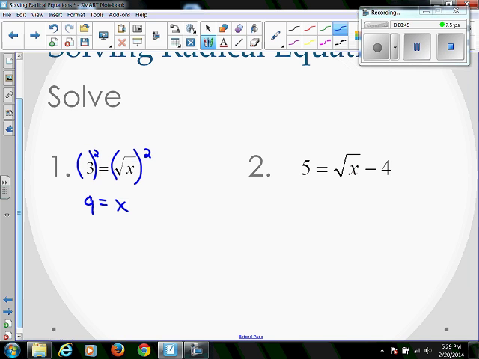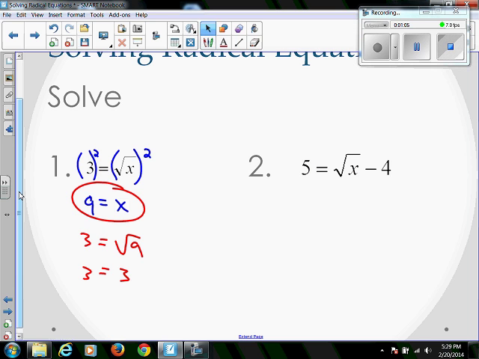So x equals 9. Now, we definitely need to check our answers here. So we're going to take 9 and substitute back in for x, and the square root of 9 is 3. That's a true statement, so x equals 9 is the correct answer. Not all the time will these answers check out to give us a true statement.